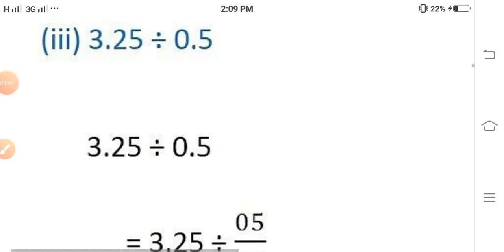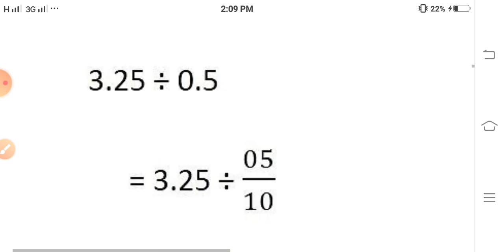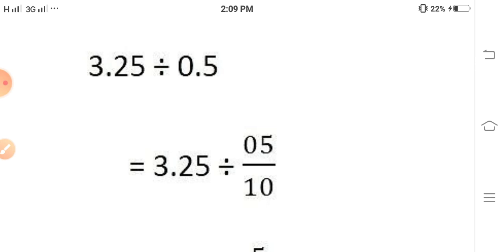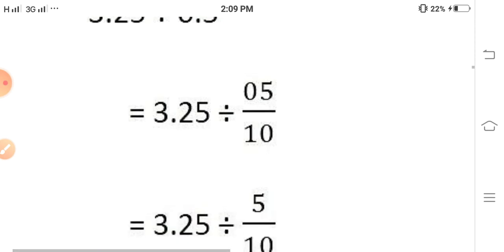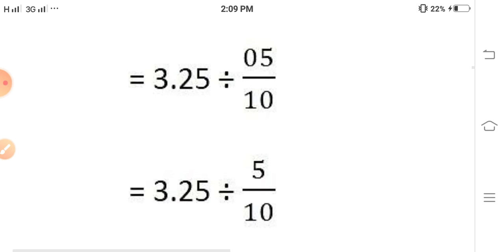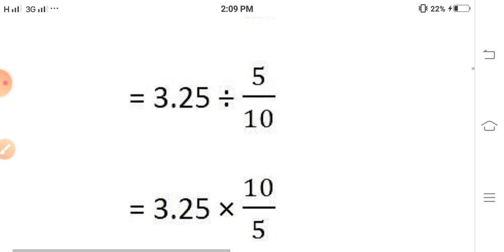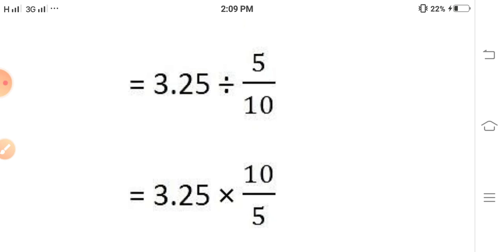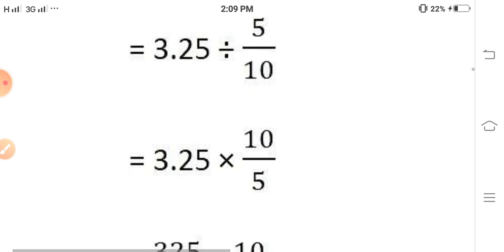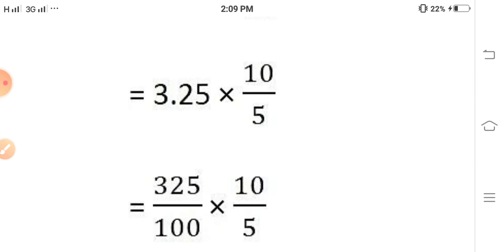Students, 3.25 divided by 0.5. As here both numbers are decimal numbers, first of all we will remove the decimal point of the second term of the quotient. So it becomes 3.25 divided by 5 upon 10. Now take the reciprocal and change the division sign to multiplication. So it becomes 3.25 multiplied by 10 upon 5.